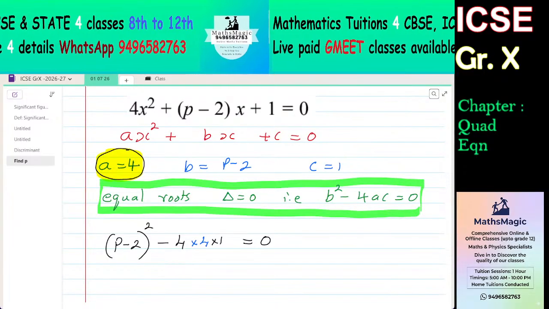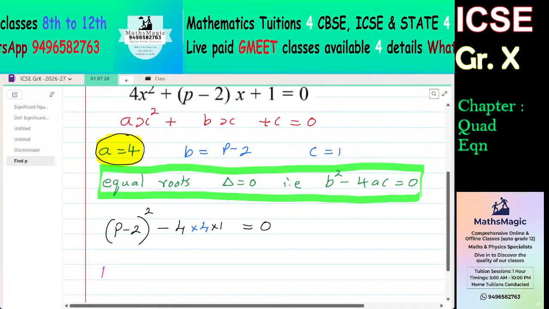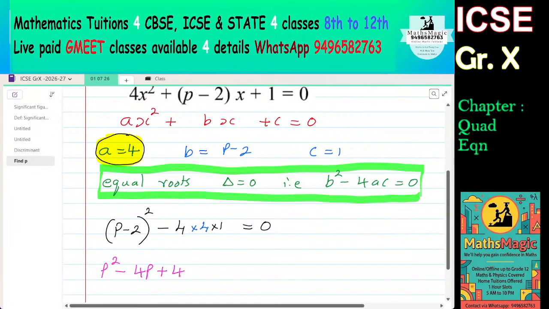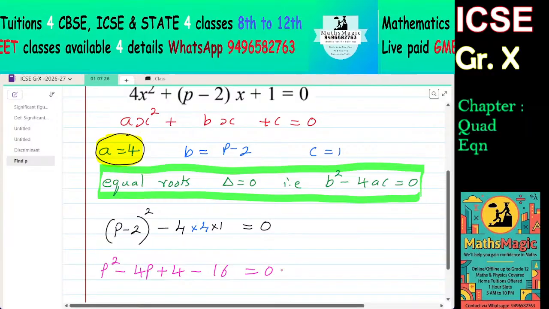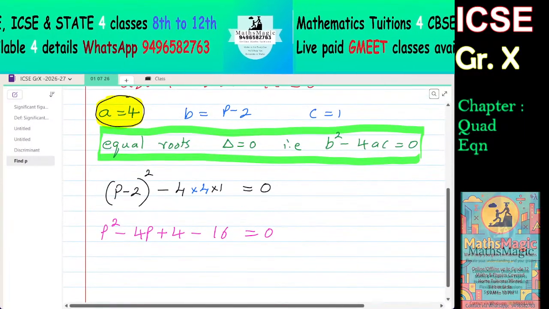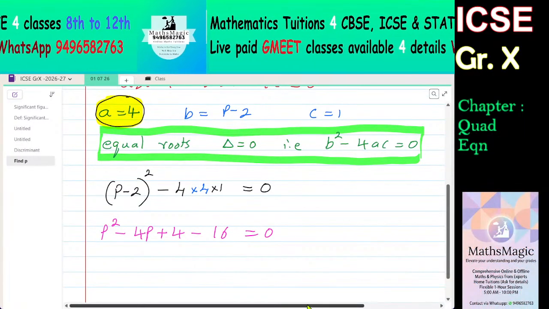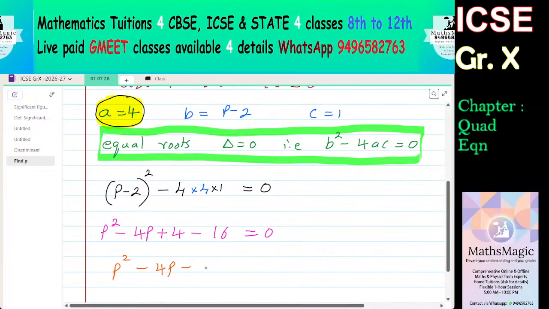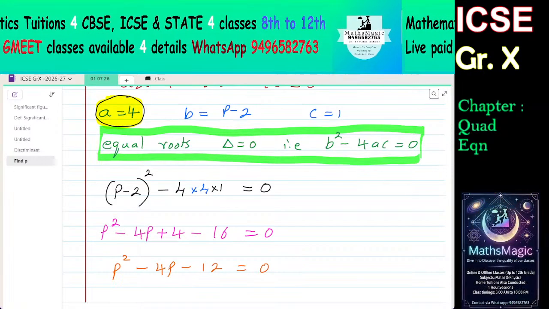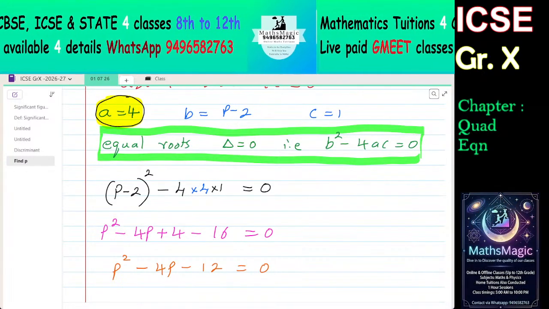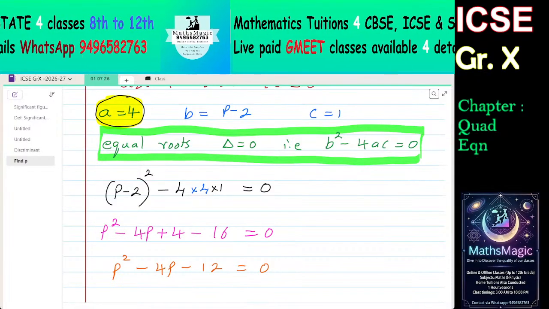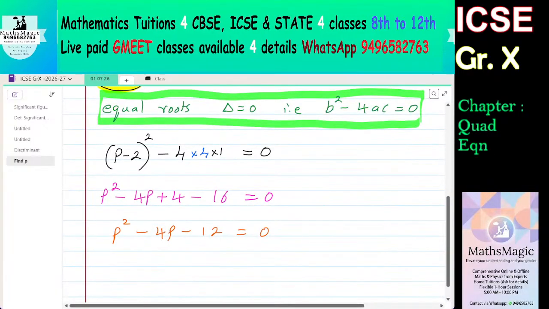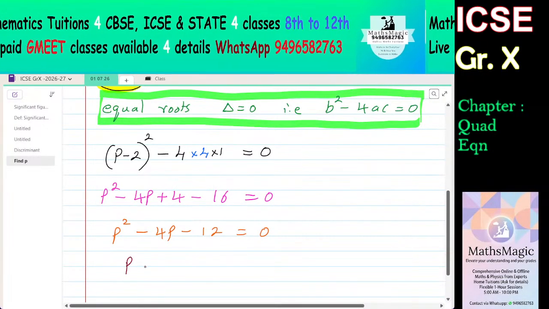Now that we have to expand it, p squared minus 4p plus 4 minus 16 equal to 0. And p squared minus 4p minus 12 equal to 0. Just cross check whether you have got this quadratic equation or any other quadratic equation. Check whether I have made any mistake or so. Okay, moving ahead, and we know how to factorize it.